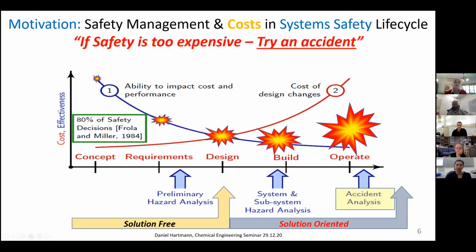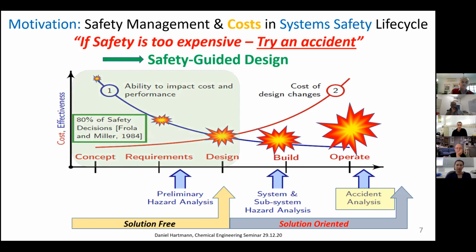Okay, so if safety is too expensive, because many managers say, oh, safety is so expensive, then we have a saying: then try an accident. It's very easy to try an accident to see where the costs are more heavy.